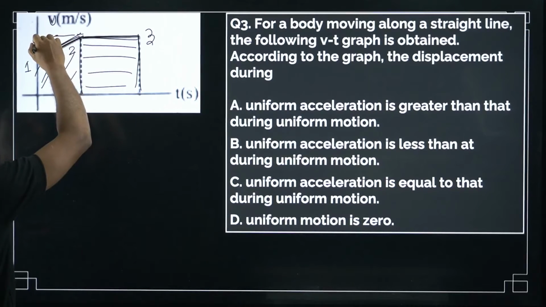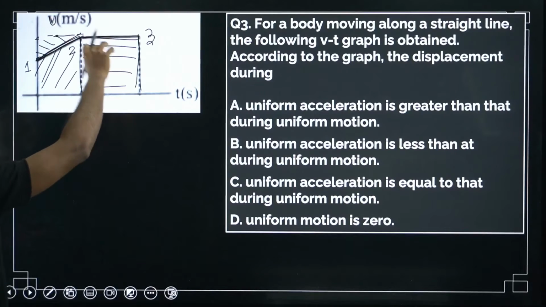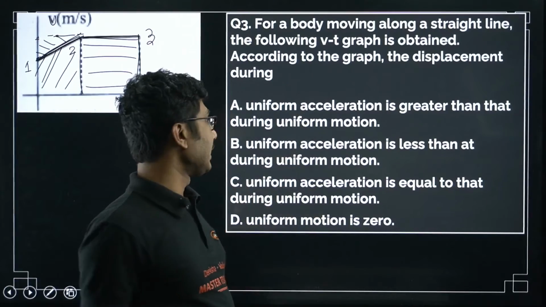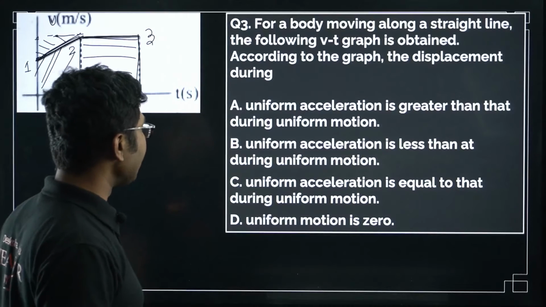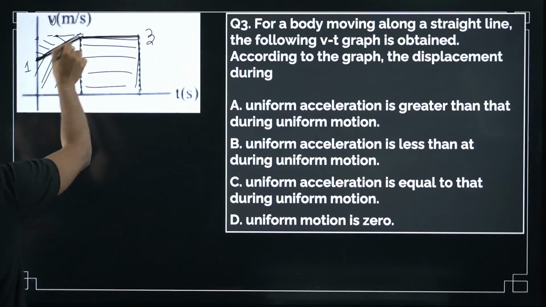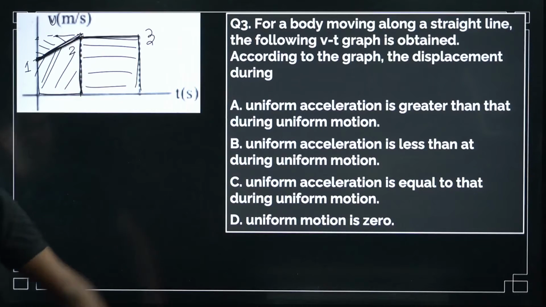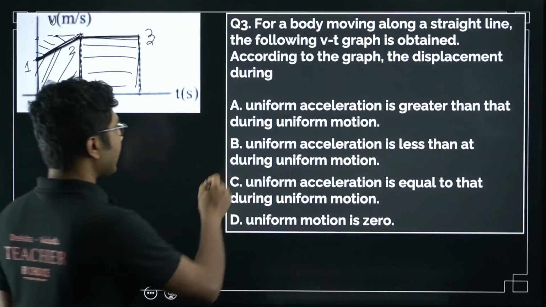If you consider this much area and subtract it from here, you get the complete area. So that means the first option is incorrect. The displacement during uniform acceleration is less than that during uniform motion. Yes, the area under the v-t graph represents the displacement, right? So for uniform acceleration it is definitely less. So the correct answer is option B.